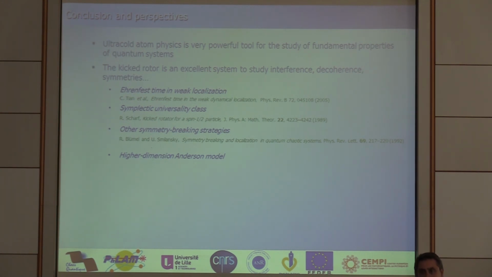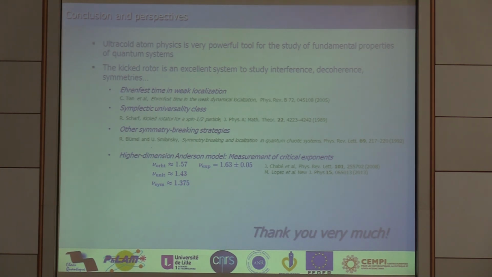It's not as easy as it appears to be, but it can be done while working on that. In particular, we know that the critical exponents depend on the dimension, and it would be interesting to see the difference between, for example, orthogonal, that is 1.57, unitary 1.43, symplectic 1.35, and then go to higher dimensions and see it.